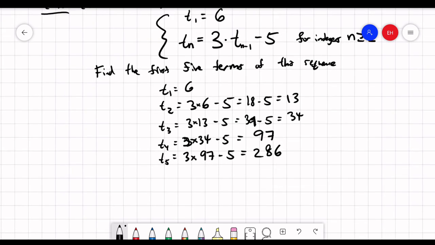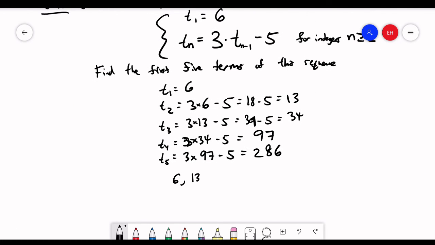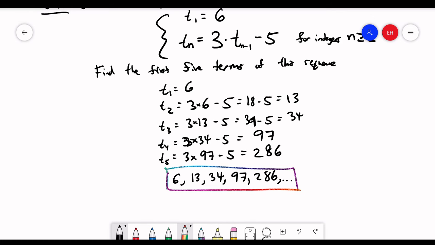And there, I've got the first 5 terms of my sequence. So I'll write out the list, because again, the sequence is just a list of numbers. So it's 6, 13, 34, 97, 286, dot dot dot, to represent that the sequence keeps following the pattern. And I'll highlight that answer.